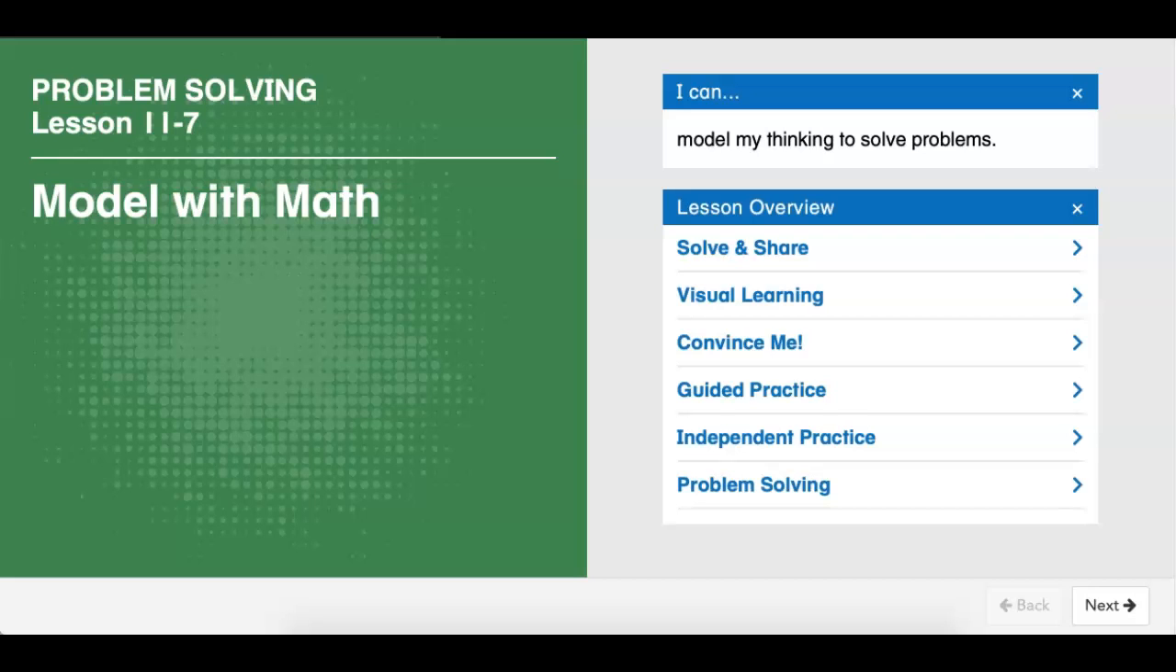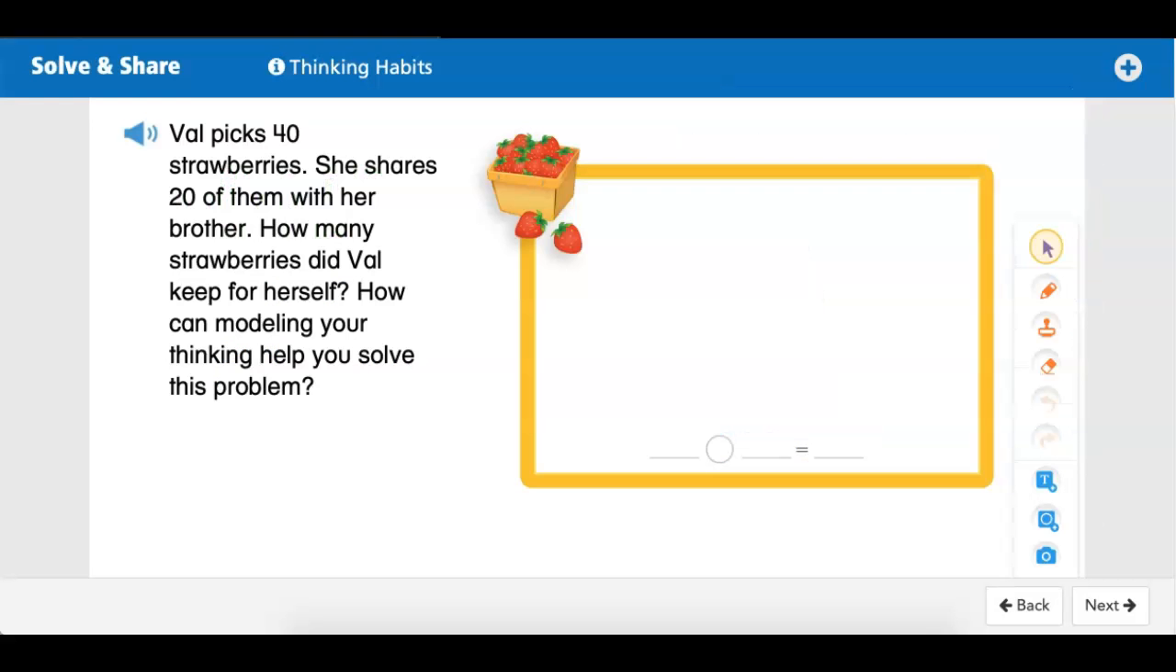Today we will be completing our last lesson in Topic 11. Topic 11, Lesson 7 is all about modeling with math. Our learning intention for today is I can model my thinking to solve problems. Let's get started. Our solve and share begins on page 477.